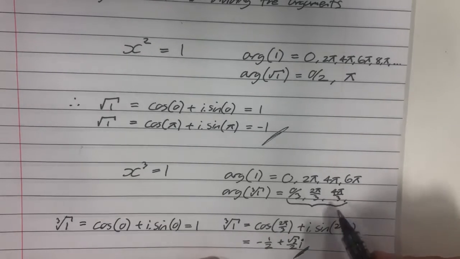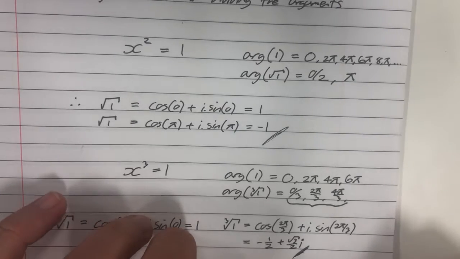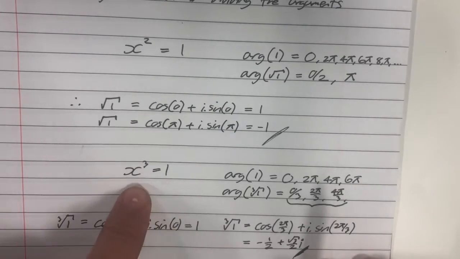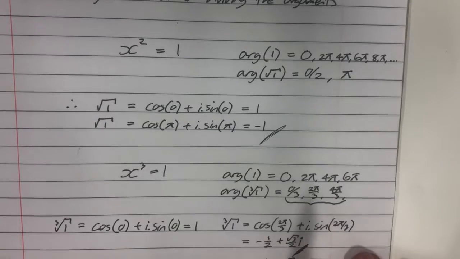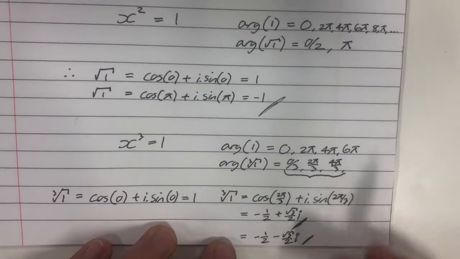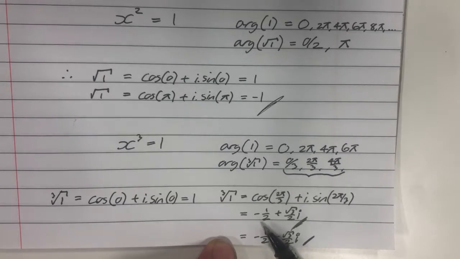And the other one, if I plug in 4 pi on 3, I'll get minus a half minus root 3 on 2 i. Because just like any polynomial equation, which is what this is, any complex roots must appear as a pair of complex conjugates. Okay, so my three cube roots of 1 are 1, minus a half plus root 3 on 2 i, and minus a half minus root 3 on 2 i.